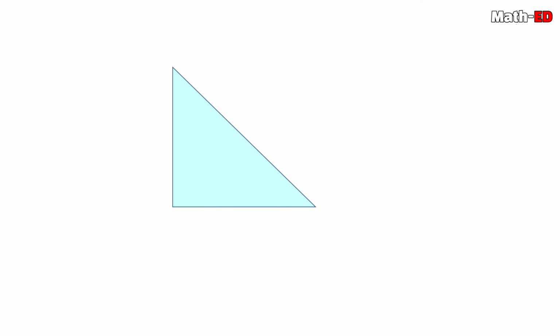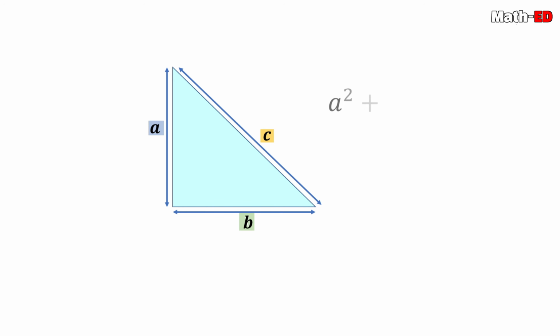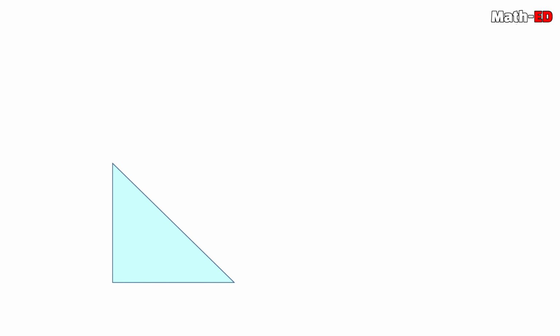This is a right angle triangle. Its height has length a and its base has length b, and its hypotenuse has length c. From Pythagoras theorem, we all know that a² + b² = c². We are going to prove this. So what should we do? Just take this right angle triangle, turn it by a 90-degree angle and place it here.